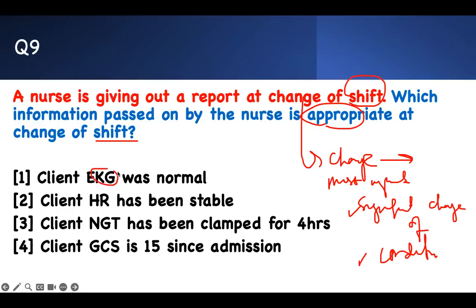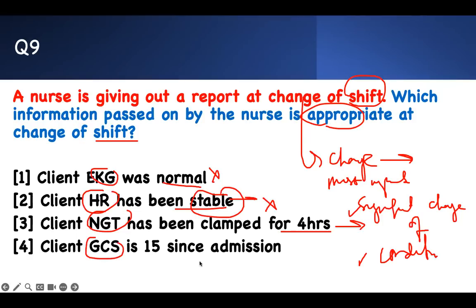Client EKG was normal. Normal stuff, I don't need to know. She can go figure it out. Heart rate has been stable. There is no change. I don't need to know. NG tube has been clamped for 4 hours. Big change. Why are they clamping it? Probably they want to pull it. So the NG tube has been on suction for a couple of hours. Now it's been clamped for 4 hours. So this is a significant change of patient condition.